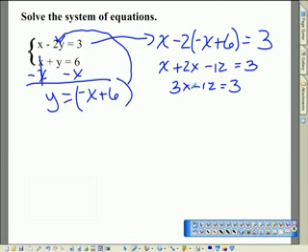Well, no. Can you combine x and a number? No. So what do I have to do? This is a two-step equation. What do I get rid of first?